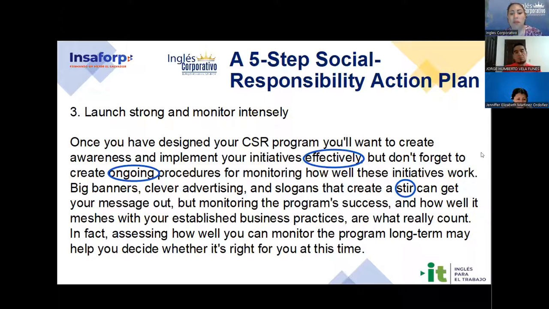Okay, all right. So the first word is effectively. Effectively. Effectively. The other one is ongoing. Ongoing. The other word is stir. Stir.